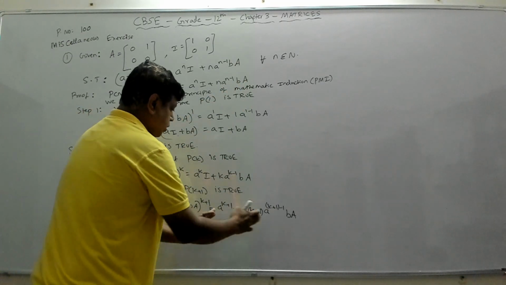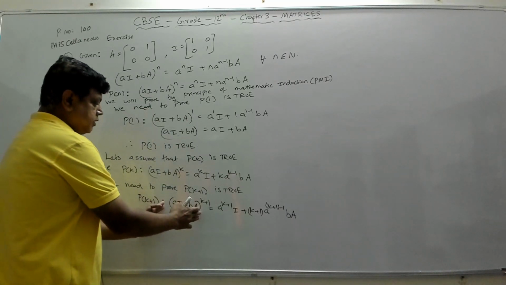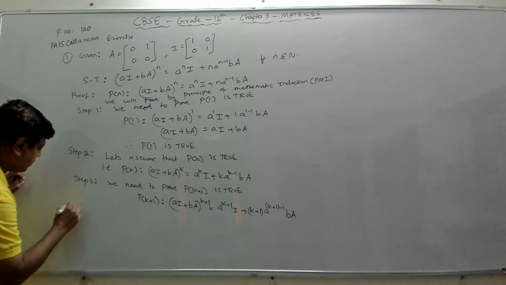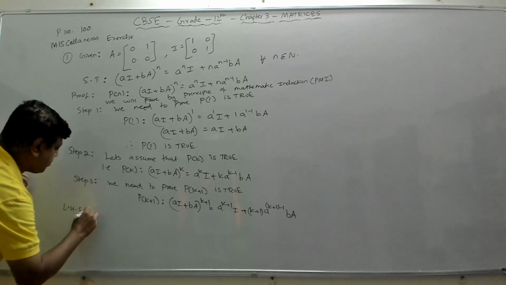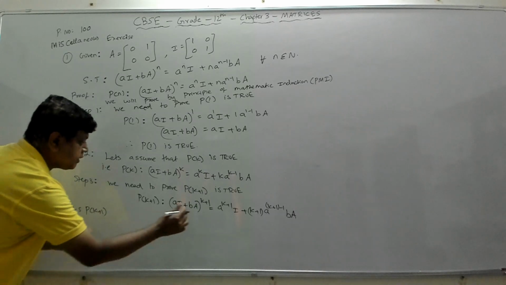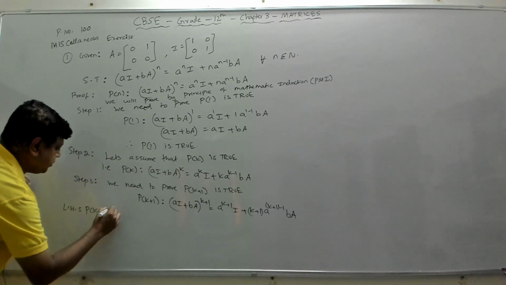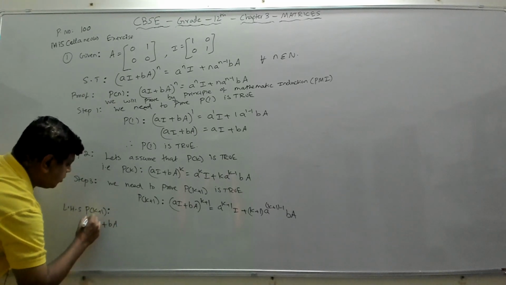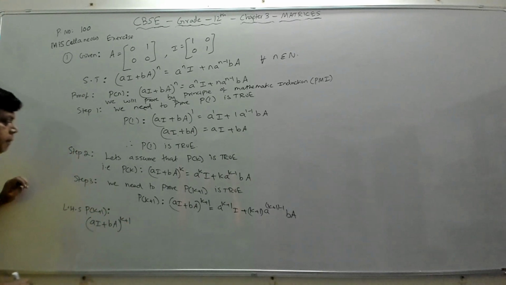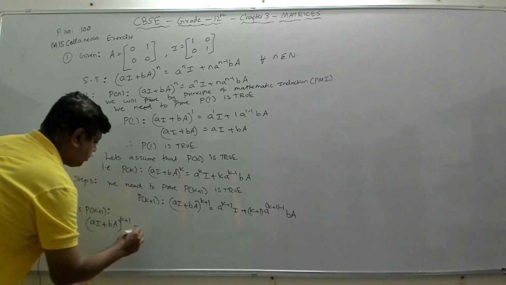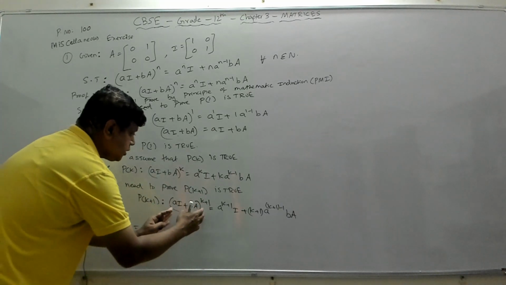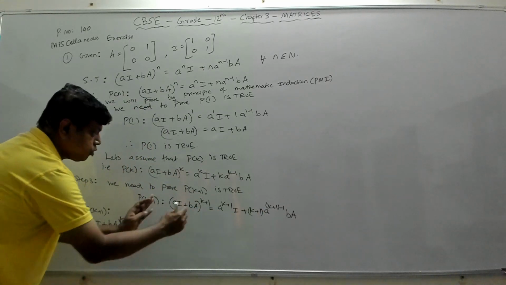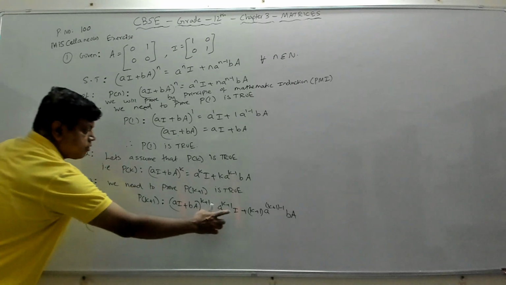So this is what we have to prove. We have to prove that the value of this is equal to this. So we'll start with the LHS of P of k plus 1. What is the left hand side? That is (aI plus bA) whole power k plus 1. Now we have to show that this is equal to this. I can't write this equal to this here. I have to get this from this.